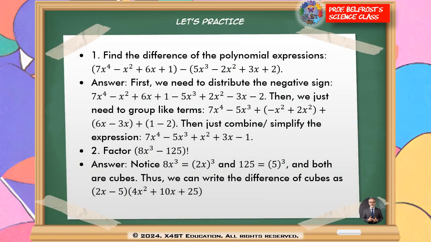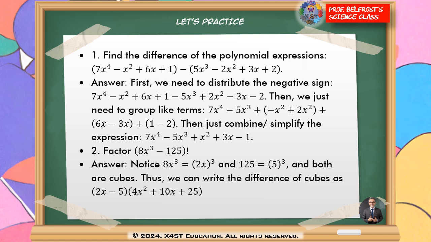Now we are done with our lesson. Let's practice. First, find the difference of these polynomial expressions. We just need to distribute the negative sign, then group like terms, and combine or simplify the expression, which yields 7x to the power 4 minus 5x cubed plus x squared plus 3x minus 1.